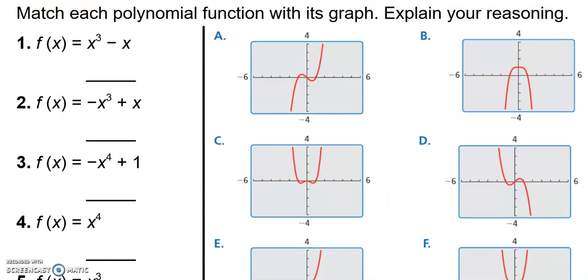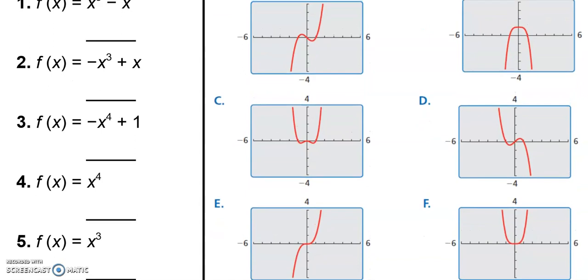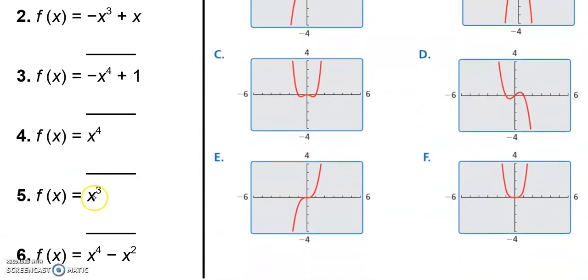All right, next one: match each polynomial function with its graph, and explain your reasoning. So what I'd like for us to do is think about our degree with even and odd, and think about how these things are going to play together. So if I think about these ones down here, x to the third and x to the fourth, those are what we call parent functions. Those are nice and perfect. They haven't been shifted, stretched, added to, subtracted from, moved around, etc.